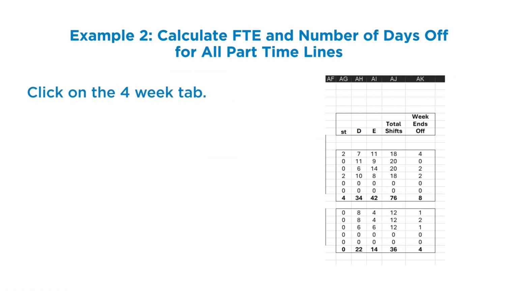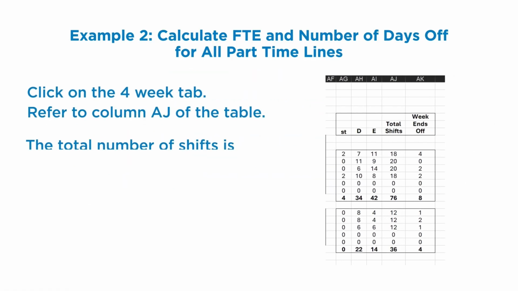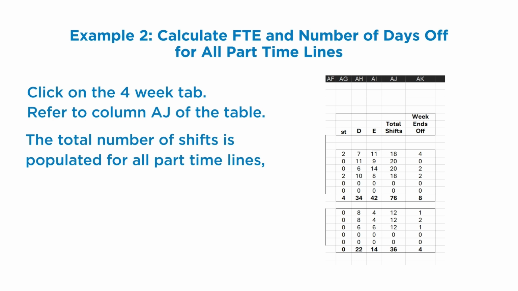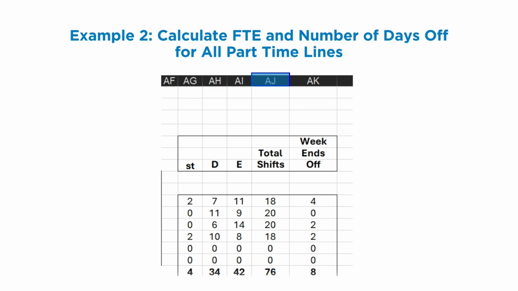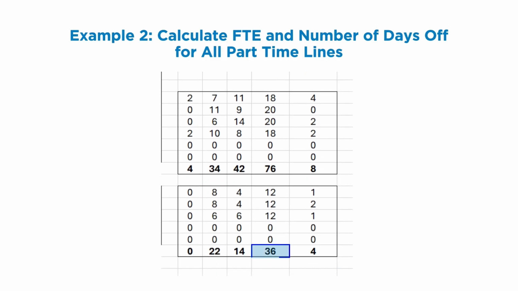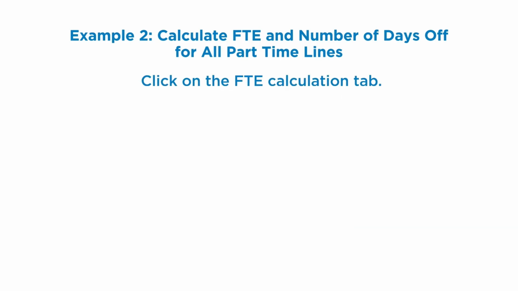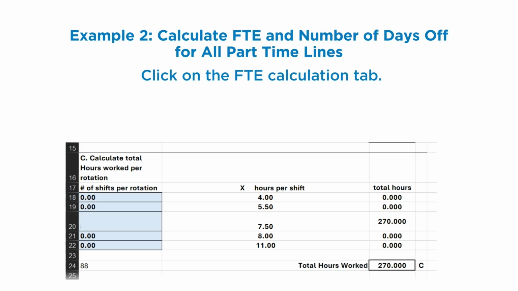Click on the 4-week tab. Refer to column AJ of the table. The total number of shifts is populated for all part-time lines, and the number is 36. Click on the FTE Calculation tab.